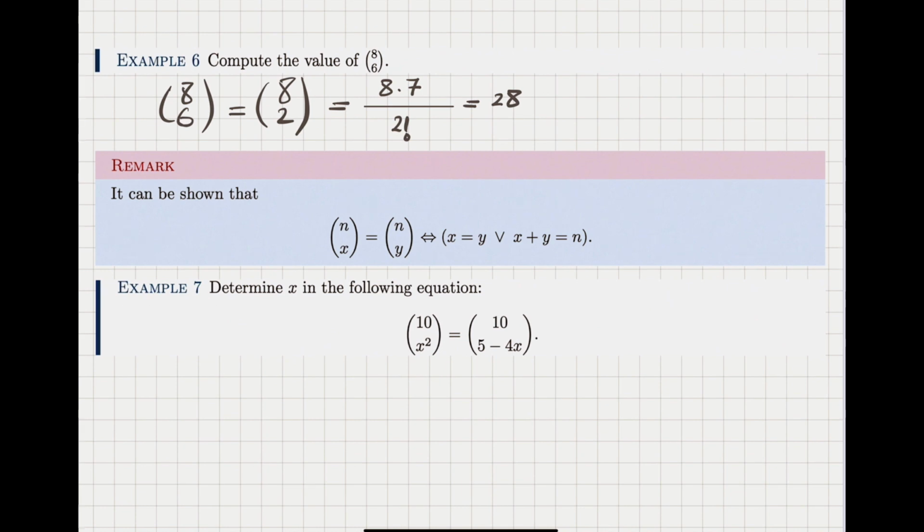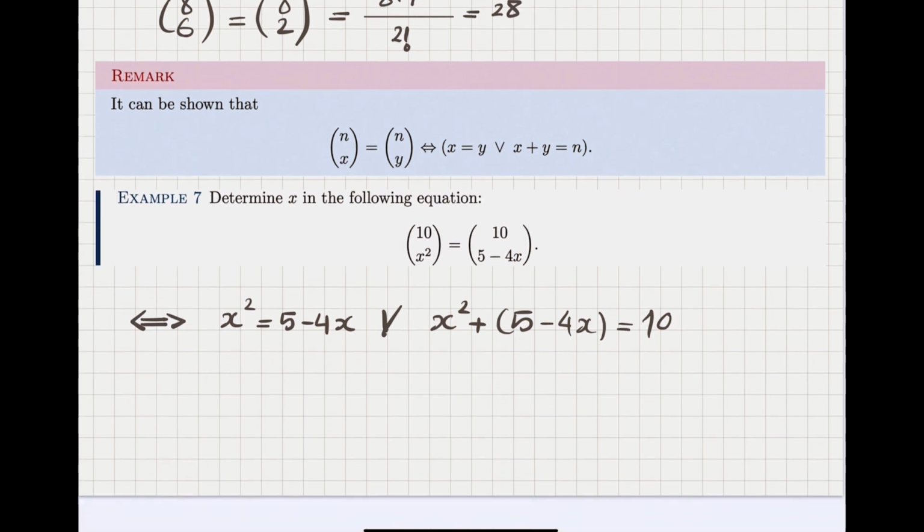Okay, now we go here and let us solve one problem using this idea. So you see that two combinatorial numbers like this are equal. Two choose numbers are equal and the top ones are the same. So this equality happens if and only if this happens or that happens. Okay, so this is equivalent to saying that x squared is equal to 5 minus 4x, or x squared plus 5 minus 4x is equal to 10. So it means that I am left with solving two equations. Okay? And they are connected with or.